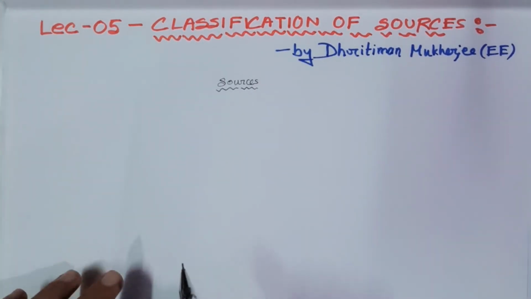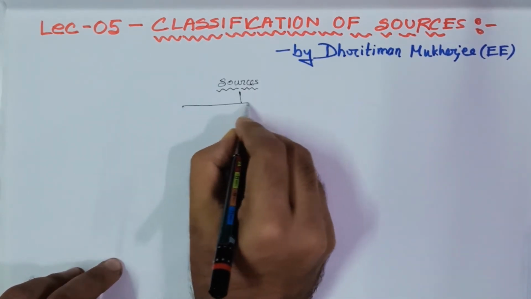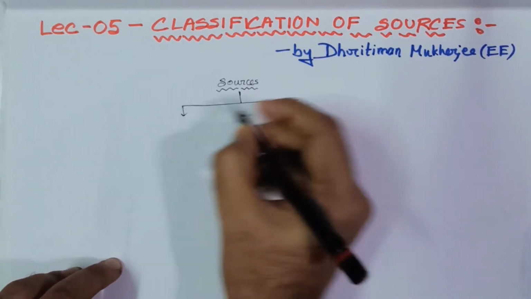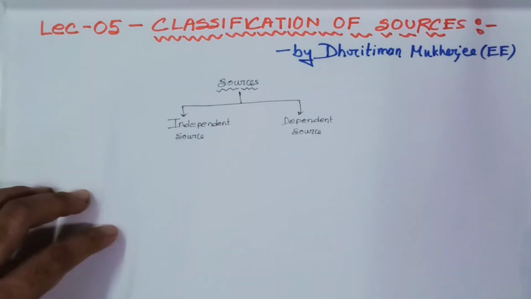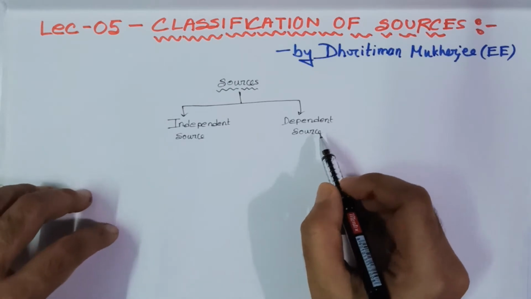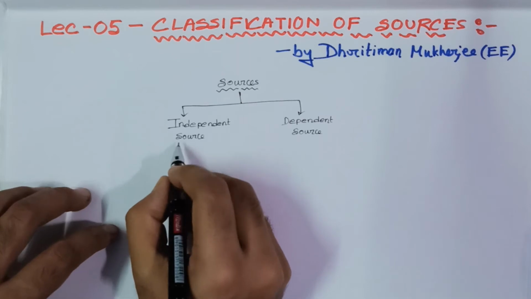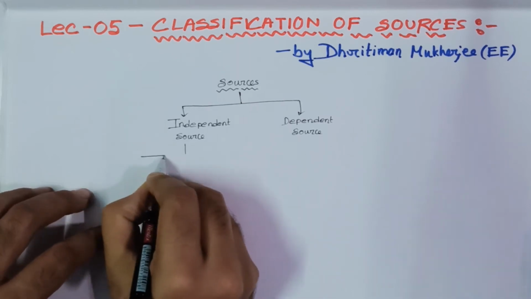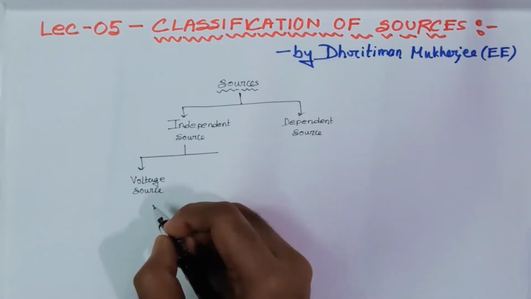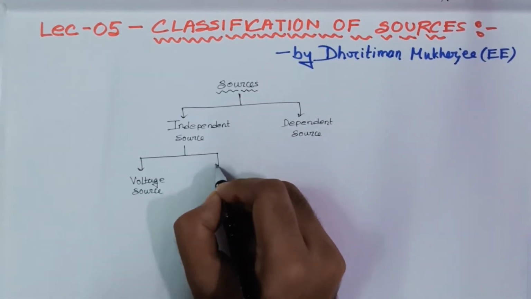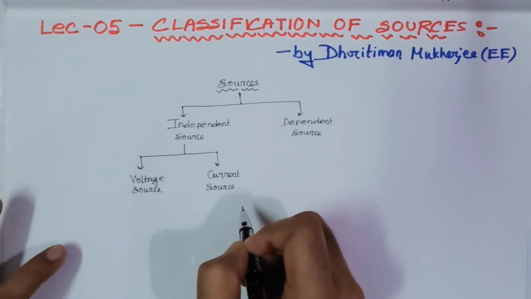Now see, initially the sources are classified into two types. One is independent source and the other is dependent source. Okay, so independent source and dependent source. Further, this independent source can be classified into two parts. One is voltage source and the other is current source.